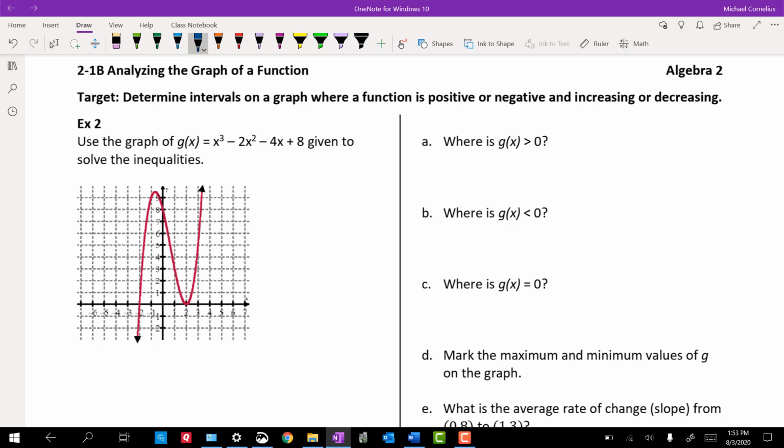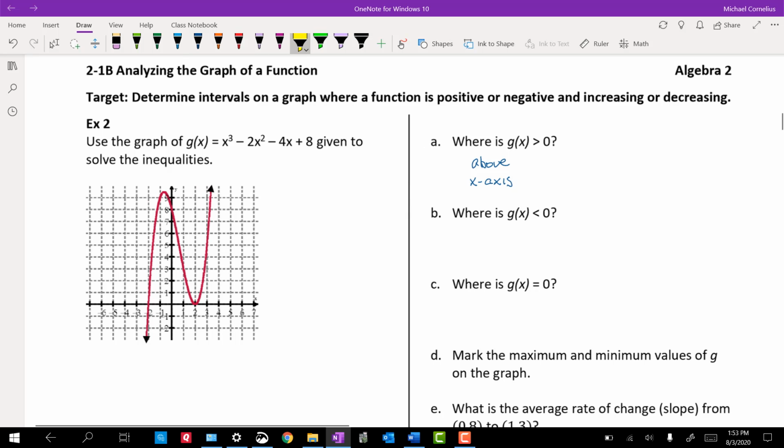So it says use the graph of g of x, and they give us this big nasty equation here, but I don't care about that because I don't have to use it. And it says to solve the inequalities, and then it says part A, where is g of x greater than 0? Greater than 0 means above the x-axis, okay? Above the x-axis, all right? All right, so I need everything above.